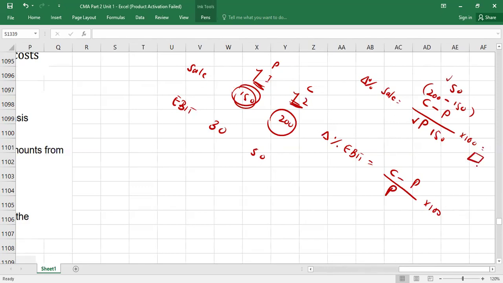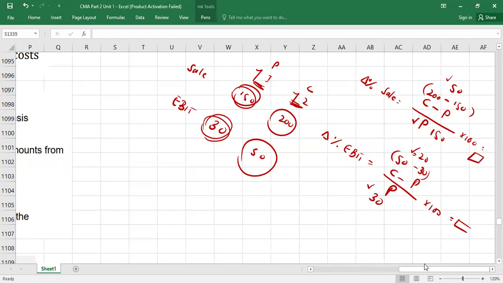Same here, if I want to calculate percentage change in EBIT, I'll take the current year, which is 50, minus the previous year, which is 30. Obviously, 50 minus 30 equals 20. So divide by previous year, which is 30, and multiply by 100. If I take 20 over 30 multiplied by 100, I'll again get the percentage change in EBIT.